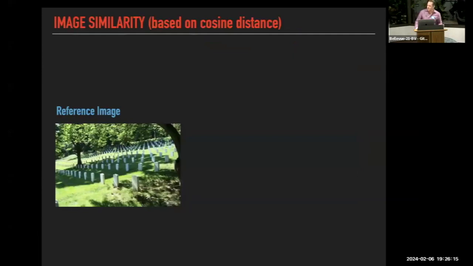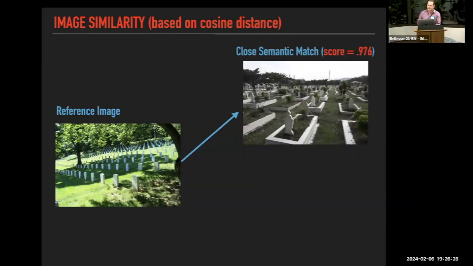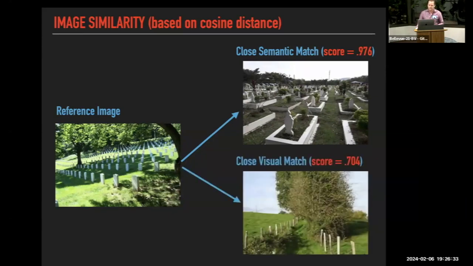So I think this is working quite well so far. Here's my reference image, this cemetery. If I find a close semantic exemplar in the database, it finds another cemetery. So far, so good. I think it's doing a great job of that. Then if I look at the visual match, it doesn't capture a cemetery at all, but it does seem to capture the trees, the fields, and notice the fence posts, the uprights are very similar in structure to the gravestones. So it appears to be doing exactly what we want it to do. Really great.